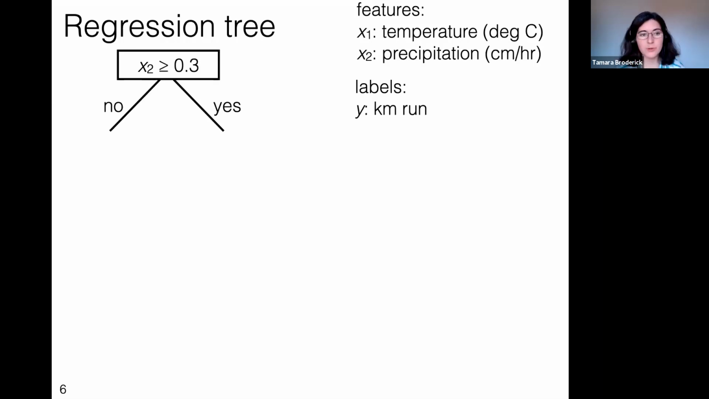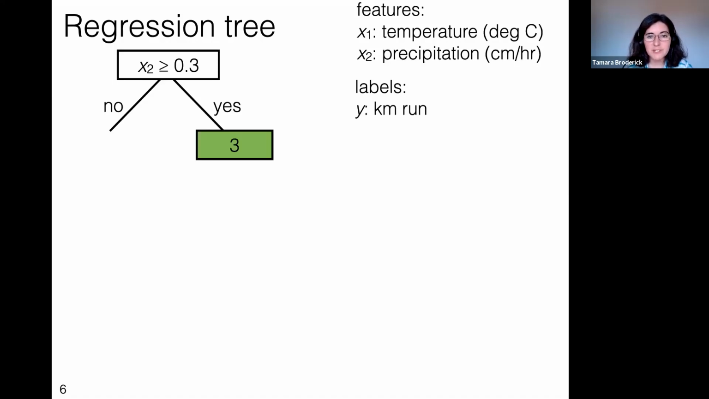So what are we going to do here? We again start with a decision. In this case, x2 is greater than or equal to 0.3. Basically, is there a lot of precipitation? In which case we'll go to yes. Or is there not so much precipitation? In which case we'll go to no.